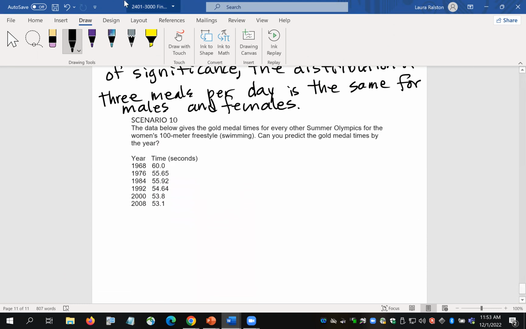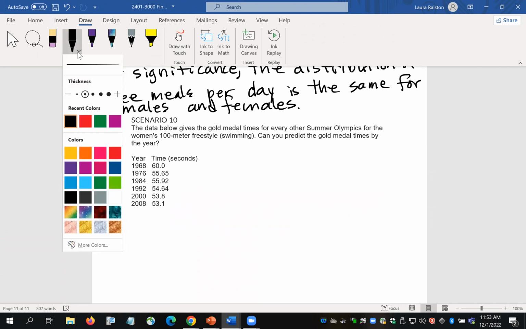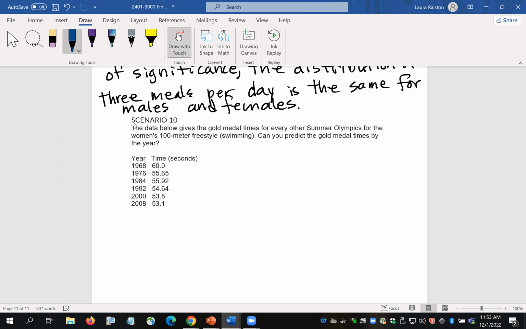So scenario 10, and remember scenario 10, well, you may not recognize it yet, but it's going to be a little bit different. Scenario 10 deals with 2 variables. It says the data below gives the gold medal times for every other Summer Olympics for women's 100-meter freestyle. Can you predict the gold medal times by the year?